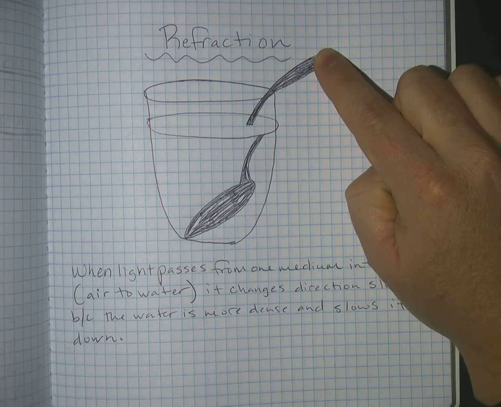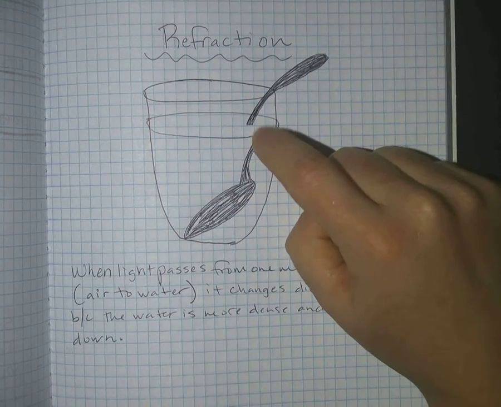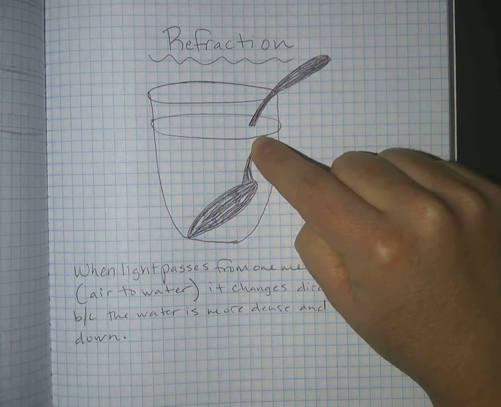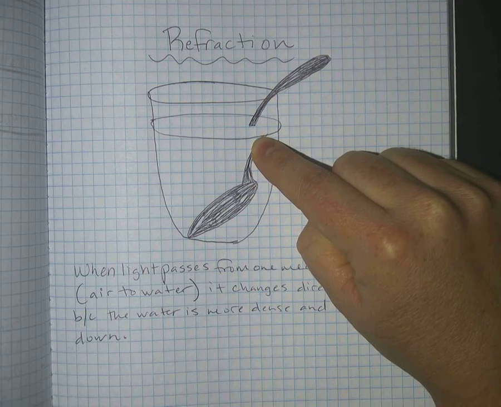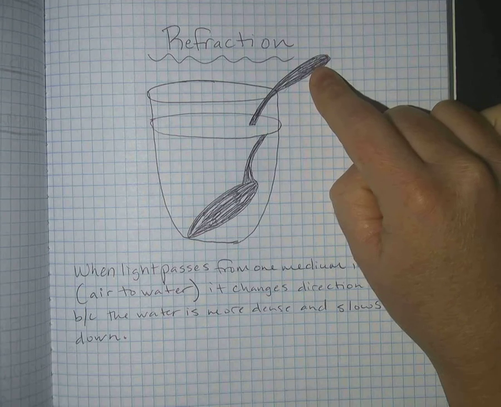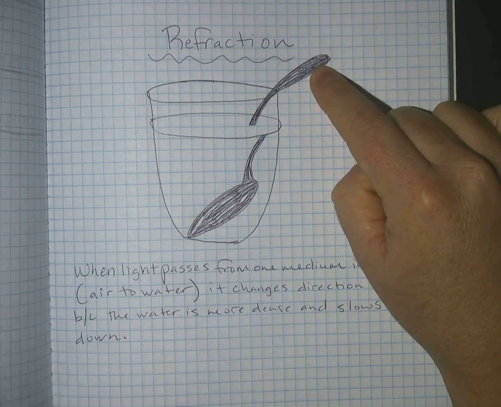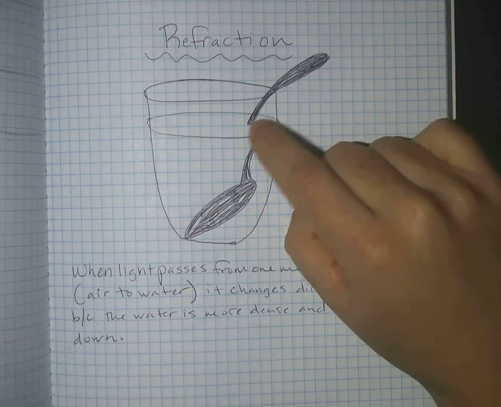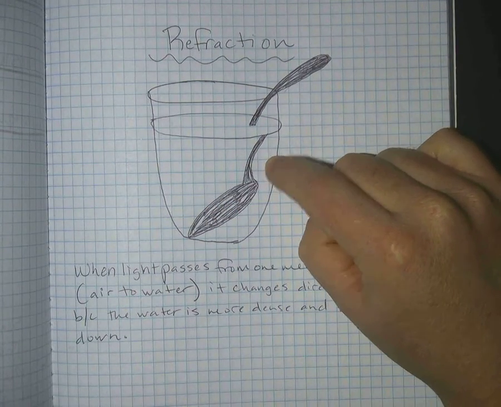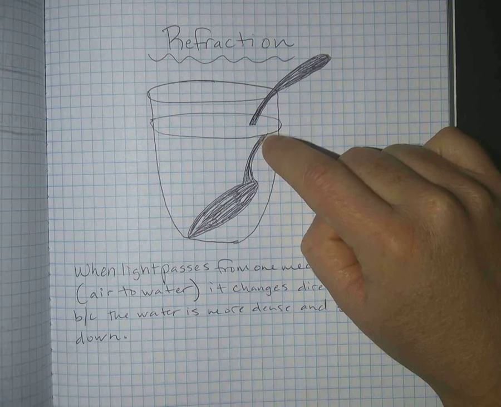The water is thicker than the air. It slows the light down, and look where the spoon appears to be through the water versus being out here. Okay, when light speeds up, the refracted rays actually go out instead of in. This is because the light slowed down in the water.